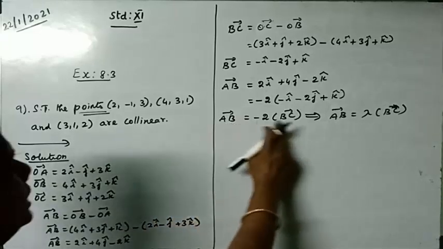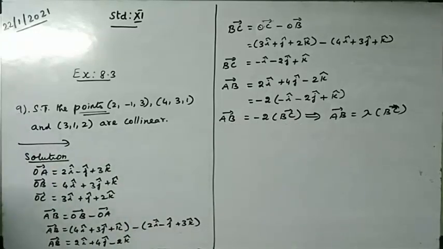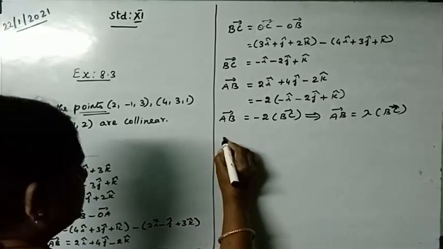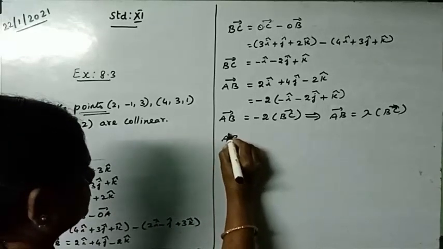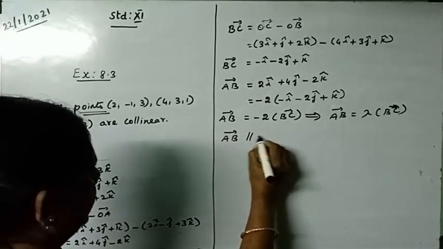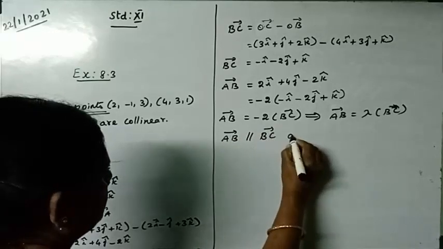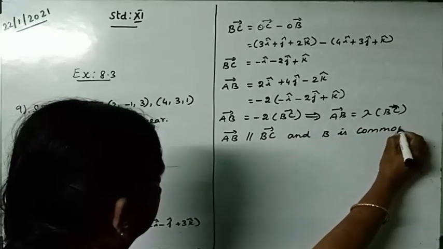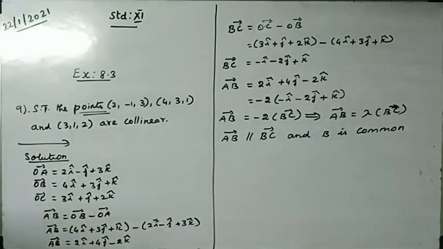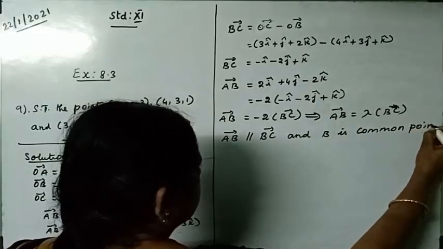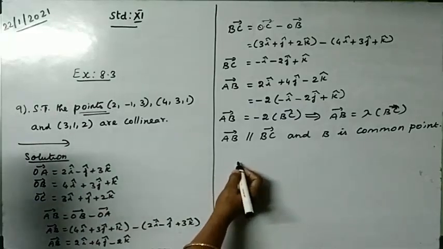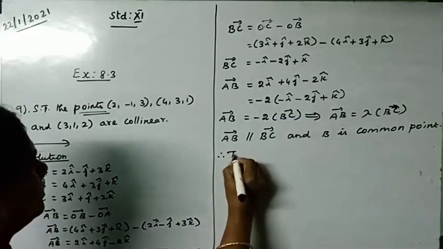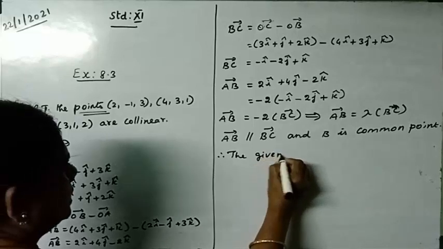And also point B is common. So thus AB vector is parallel to BC vector and B is common point. Therefore the points are collinear. Therefore the given points are collinear.